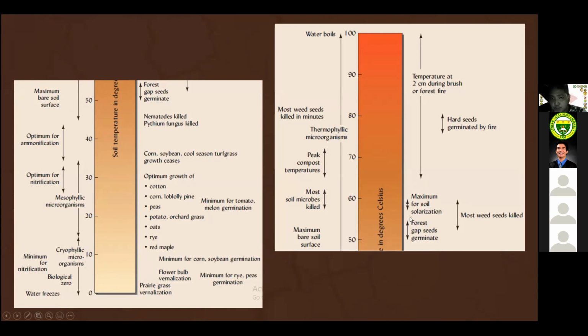Then at this level, most weed seeds are killed in minutes, then up to the higher temperature. Okay? So yung soil temperature natin favors between this 10 degrees to 30 degrees centigrade. Not lower because the germination may be inhibited dito sa ating lower temperature, and not also above kasi pwede nang mamatay yung seeds natin.